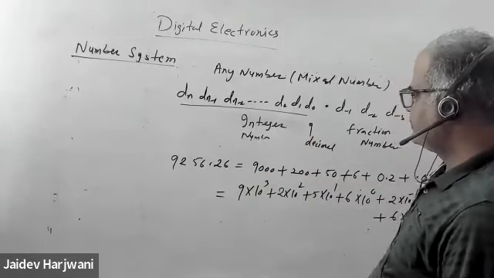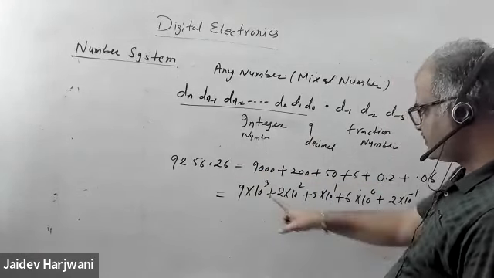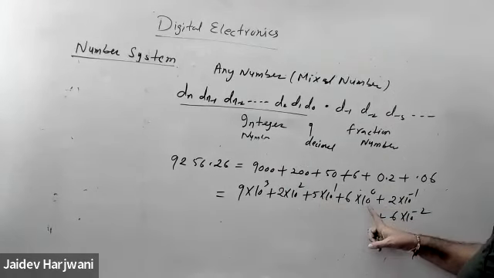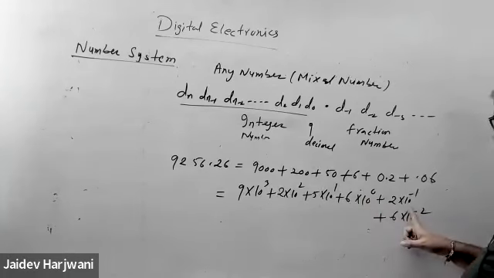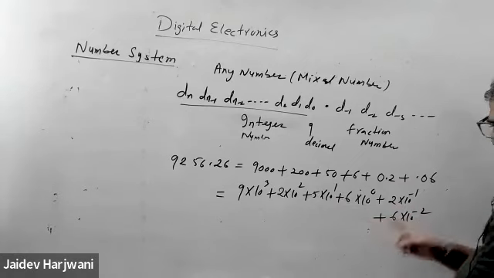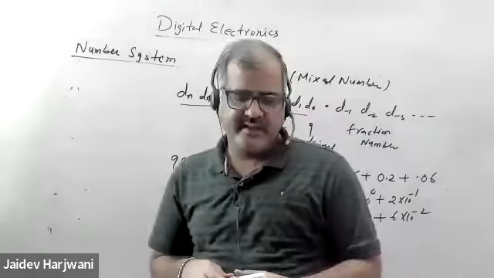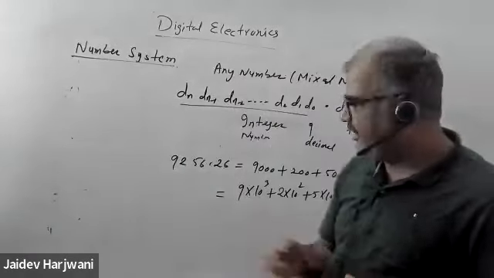So that means this 1000, 100, 10, 10 power 0 that is 1, 1 by 10 that is 0.1, 10 to the power minus 2. These all things, what are they? They are the weight of the position.